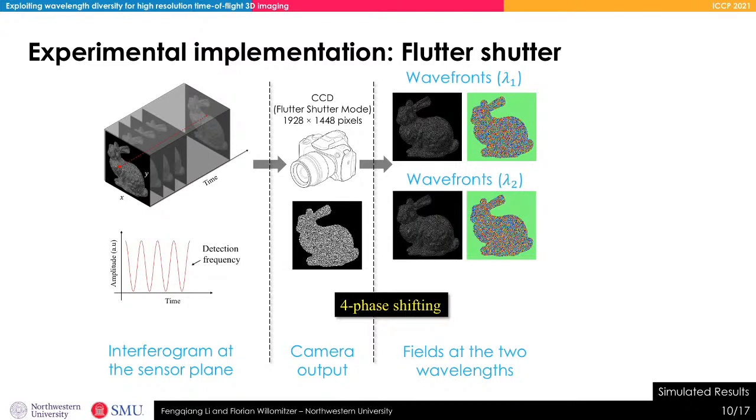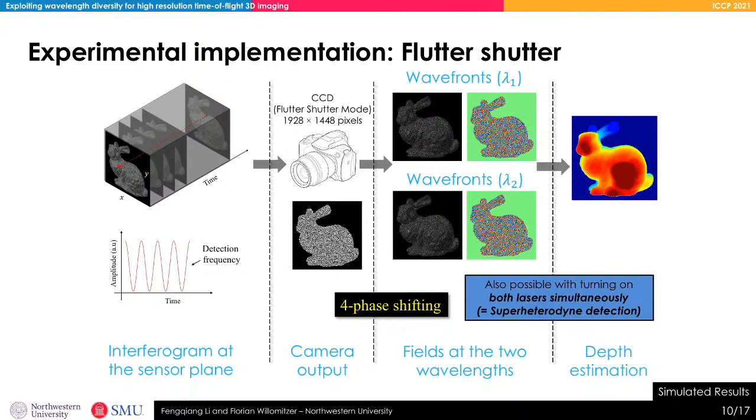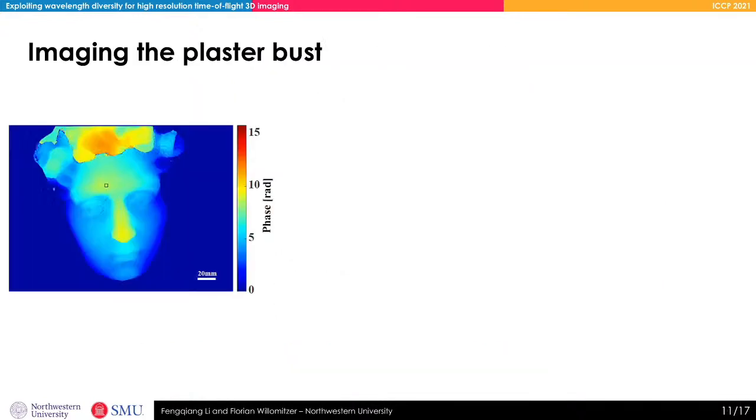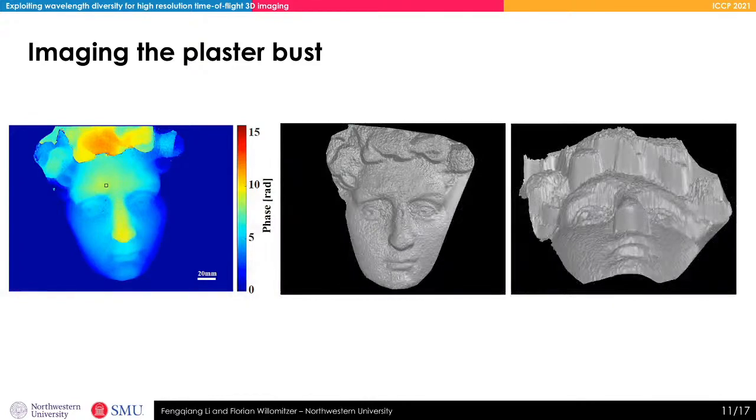After acquiring the wavefront at least two wavelengths, we can computationally combine them to generate the depth map from the synthetic wavelengths. Here is an experimental verification using a flutter shutter camera. This is the phase map, and here are the rendered depth maps from different view angles.